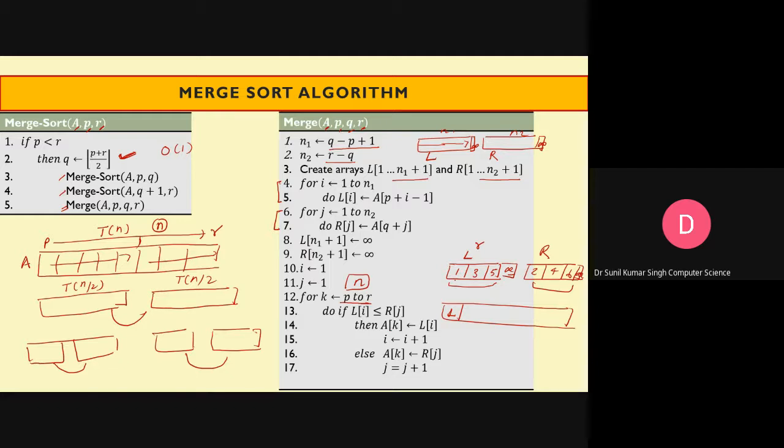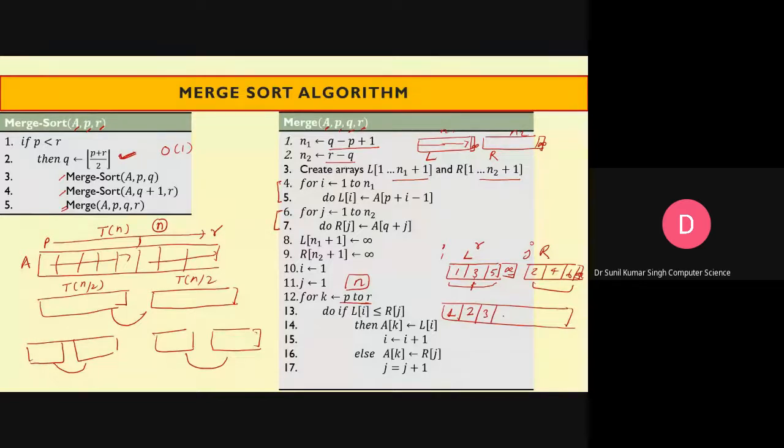Now 1 is inserted. Now look here, increasing the value of i equal to i plus 1. So i is moved here. Suppose that here is index i and this is index j. i is moved here. Now compare 3 with 2. So this condition is not true. Then you will move into the else part and will insert 2, and then j will move, and so on.